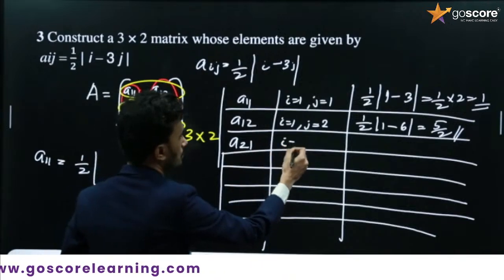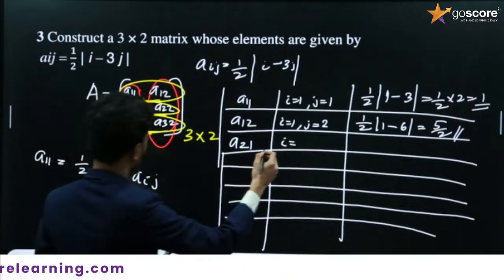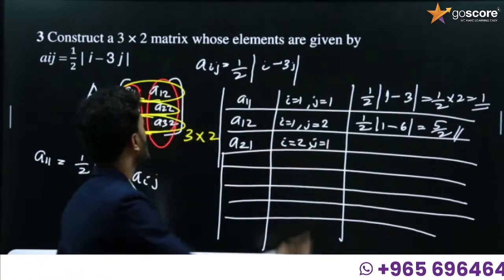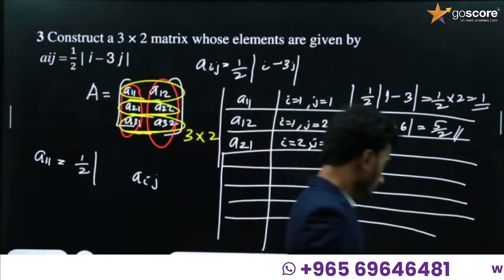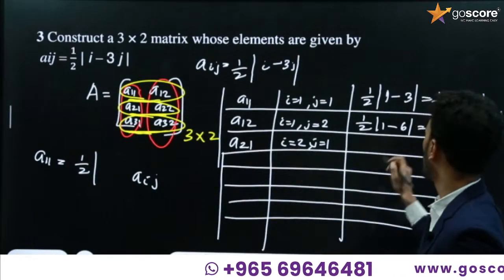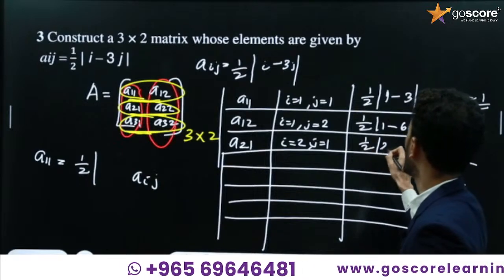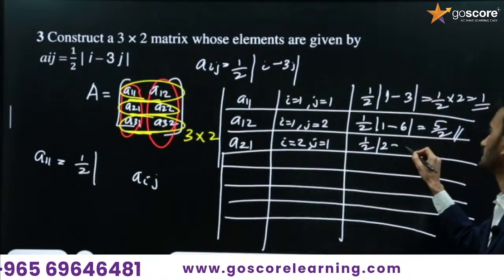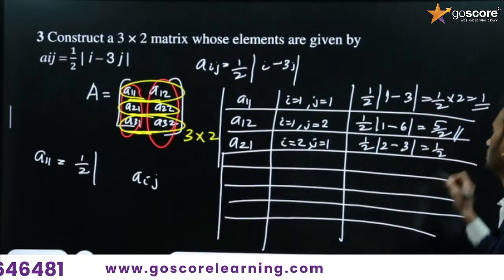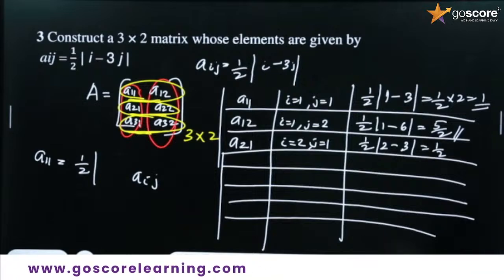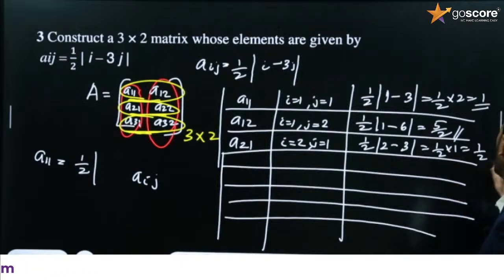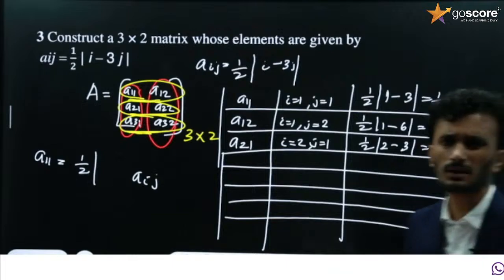Again, A_ij with i equal to 2 and j equal to 1. Substitute in this equation: 1 by 2 into |2 minus 3 into 1|. 3 into 1 is 3, so 2 minus 3 is minus 1. The modulus of minus 1 is 1, so it is equal to 1 into 1 by 2, that is 1 by 2.